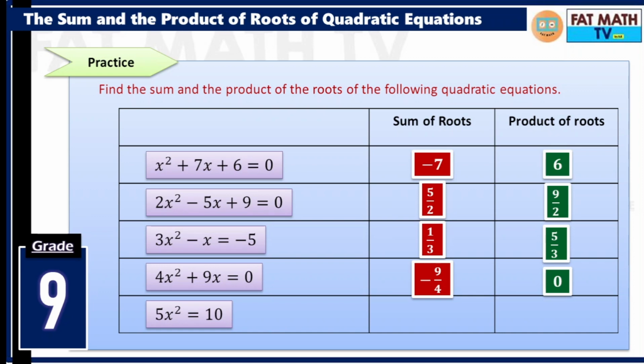And then your a will be 5, b is 0, and c is negative 10. So for the sum of the roots, that's negative of 0 over 5, that's 0. And then for the product of the roots, that is negative 10 over 5, negative 2. So we have here a total of 10 points.